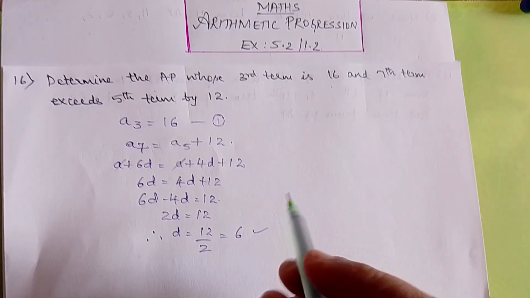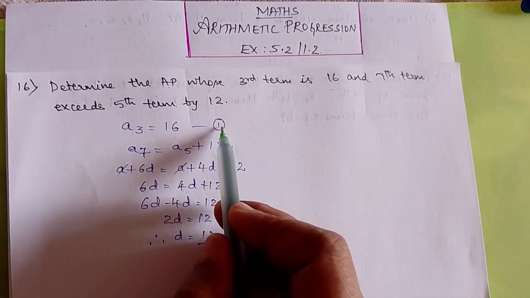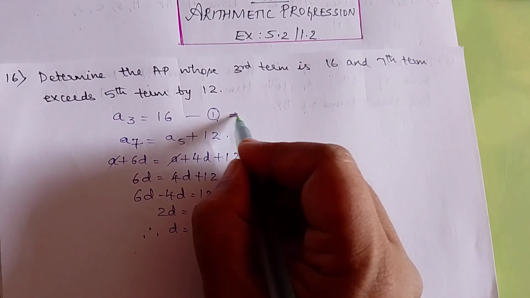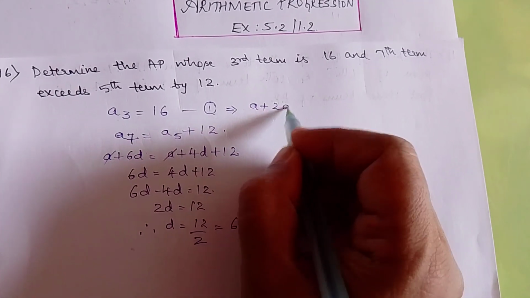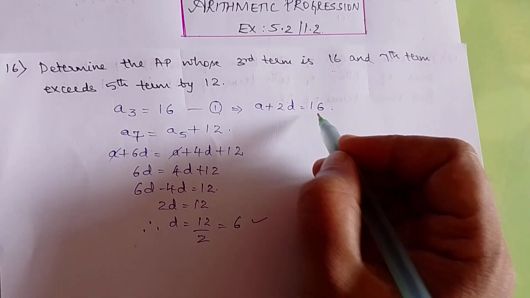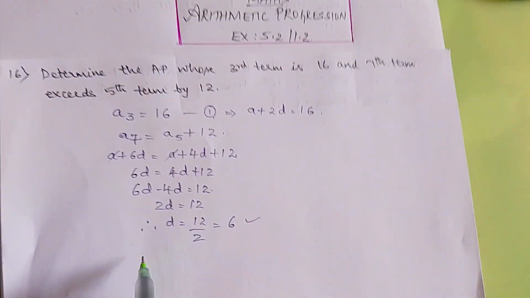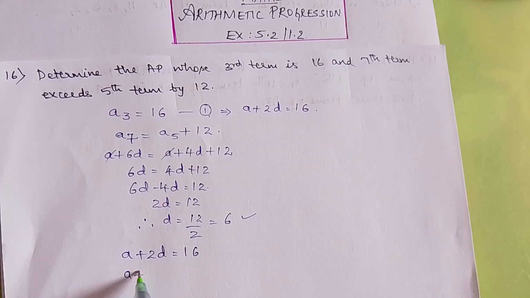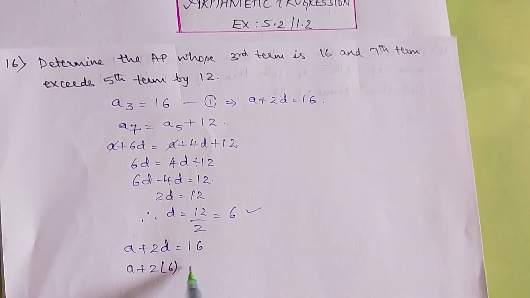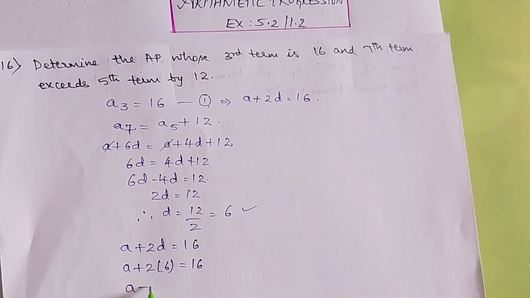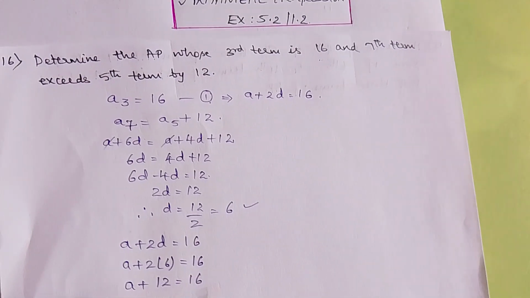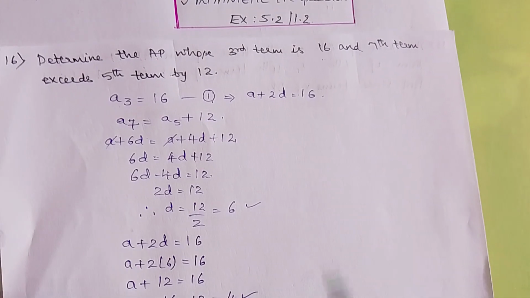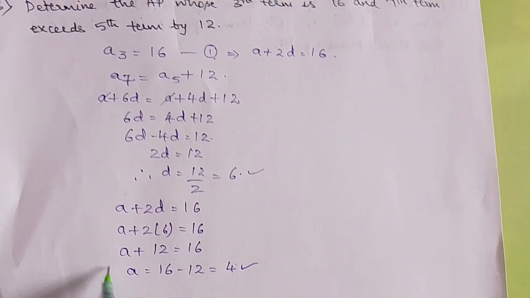Now let us substitute the value of D in equation 1. Equation 1 says A3 is equal to 16, which implies A plus 2D is equal to 16. Now we'll substitute the value of D: A plus 2 into 6 is equal to 16. A plus 12 is equal to 16. A is equal to 16 minus 12, which is 4. We have got the value of D, we have got the value of A.